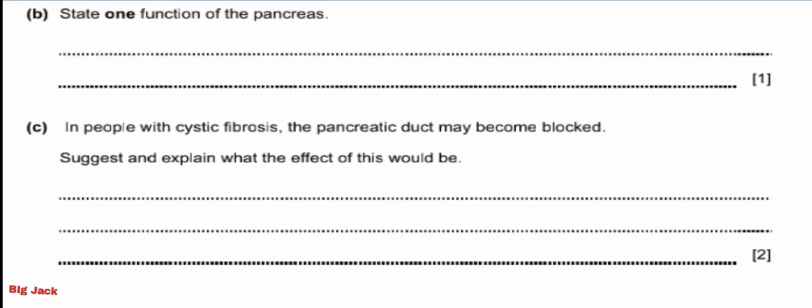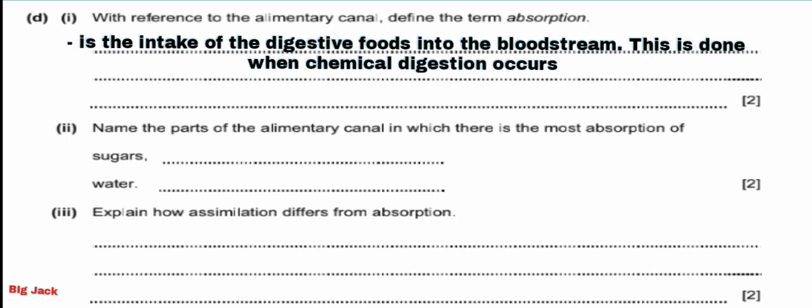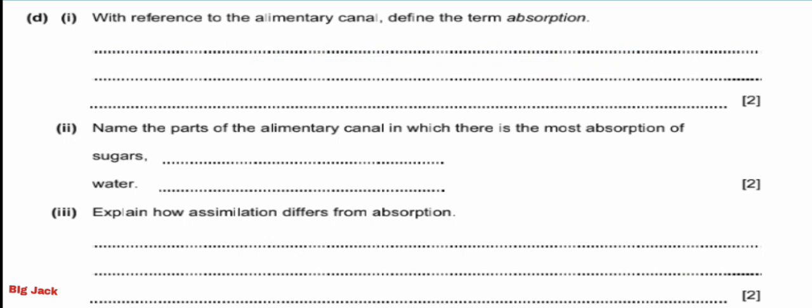The next question, which is D, Roman number 1, is saying, with reference to the alimentary canal, define the term absorption. So we can say absorption is the process by which digestive nutrients or digestive foods are taken into the bloodstream. That is the absorption.